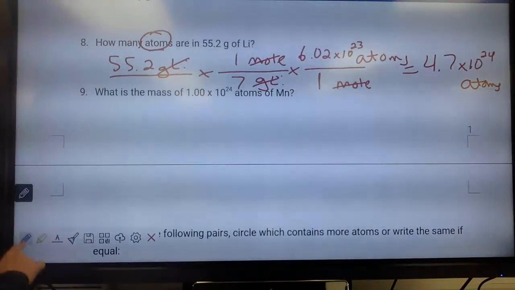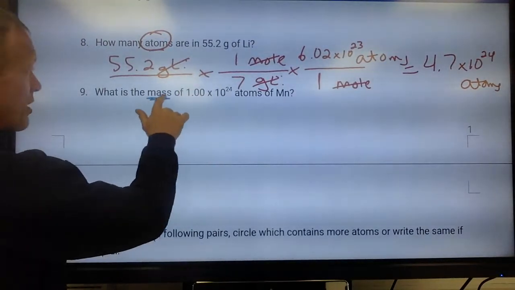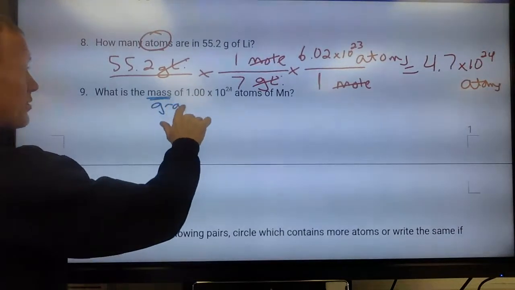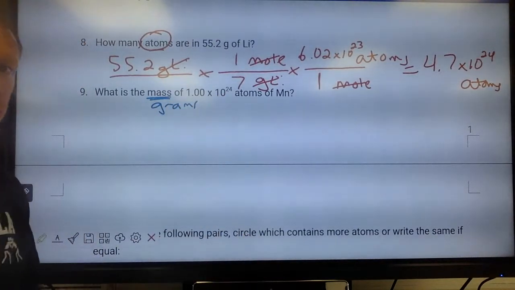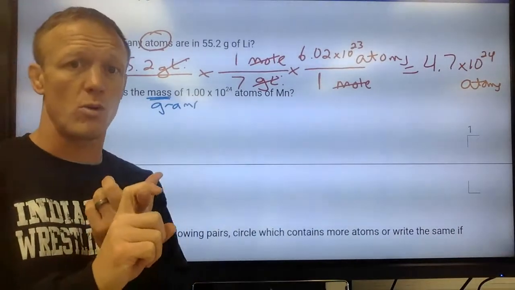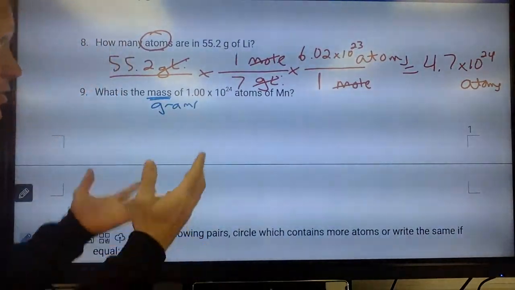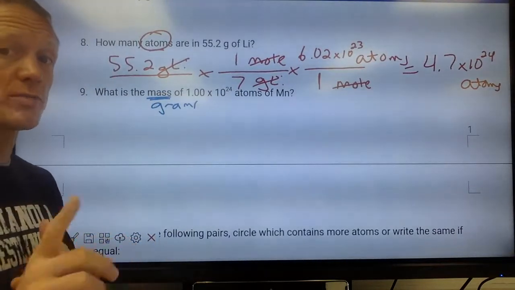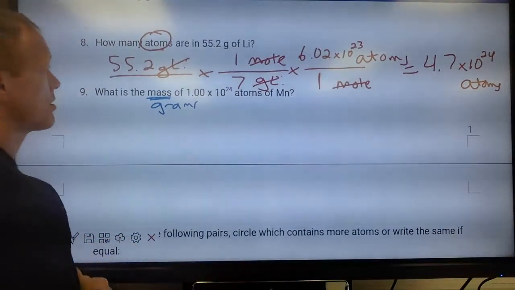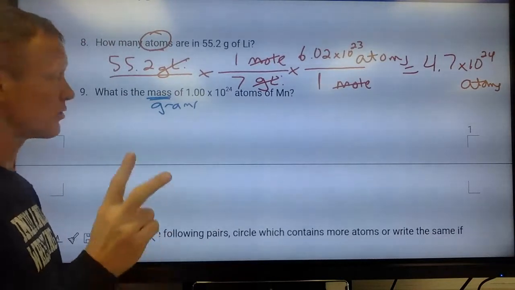Last question on here. What is the mass? That means we're trying to get grams. Mass is grams of this many atoms. So we're going from atoms to grams. Again, we're not starting with the word mole or finishing with the word mole. We're going to use the word mole in our conversions, but if you're starting with mole or finishing with mole, it's going to be a one-stepper. Grams to atoms or atoms to grams is going to be a two-stepper.